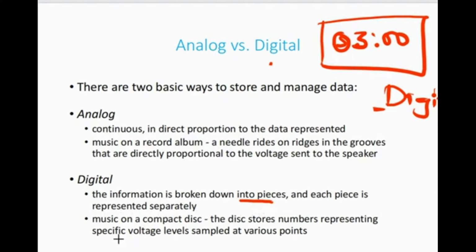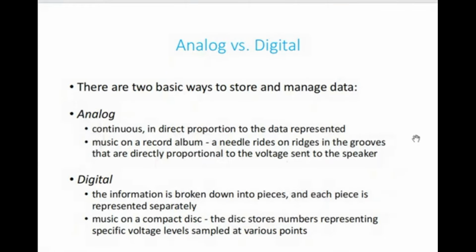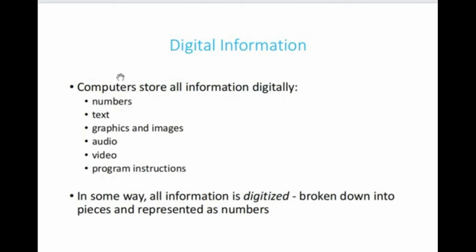So this time around, all our storage is based digitally. So digital is broken into pieces and usually exact. It's non-continuous as compared to analog. Okay. So examples of digital information: numbers, texts, graphics, images, audio, video, programs. Computers nowadays store the information digitally. In some way, all information is digitized, broken down into pieces and presented as numbers in a computer nowadays.